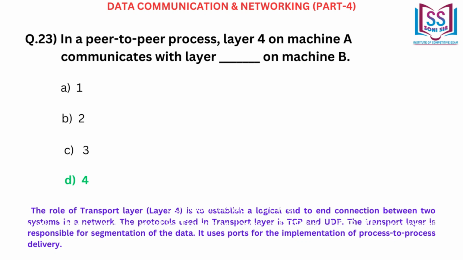The role of transport layer, layer 4, is to establish a logical end-to-end connection between two systems in a network. The protocols used in transport layer are TCP and UDP. The transport layer is responsible for segmentation of the data. It uses ports for the implementation of process-to-process delivery.